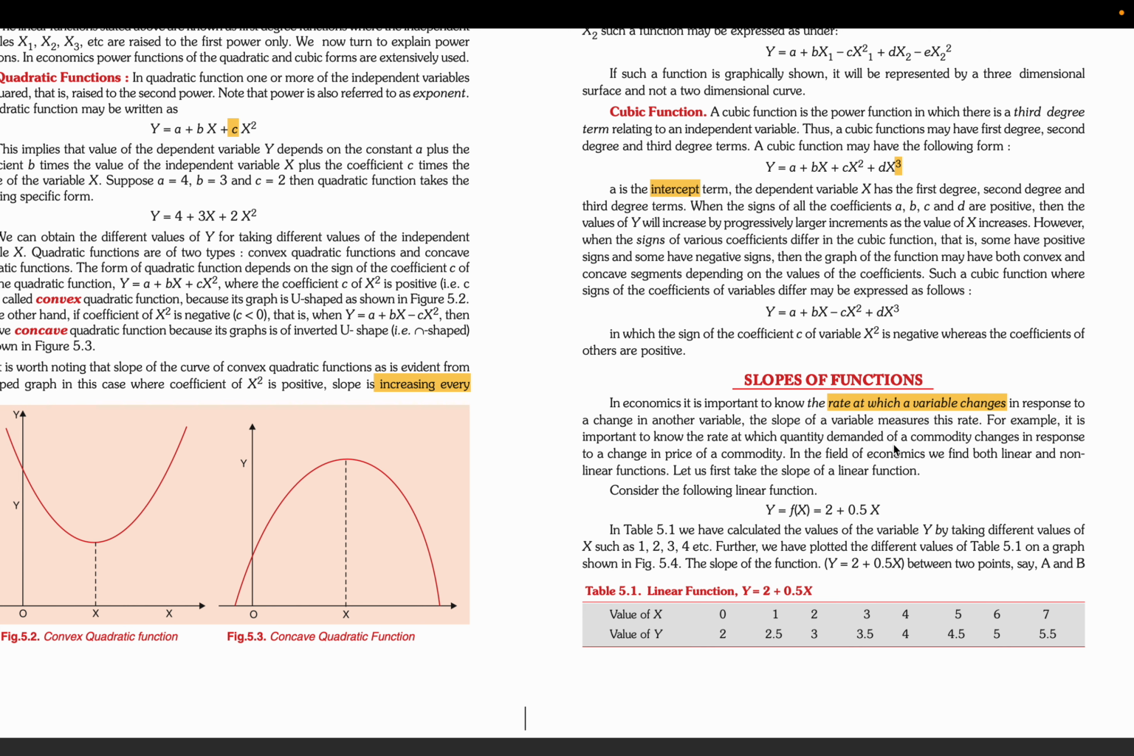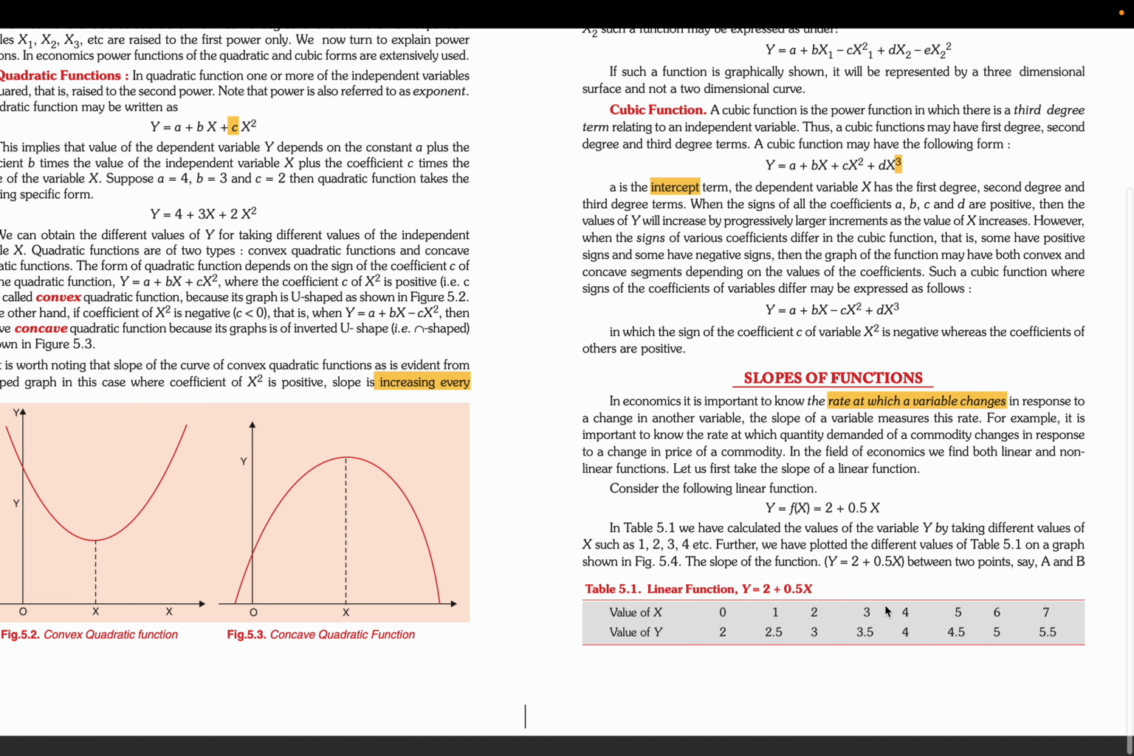In the field of economics, we find both linear and non-linear functions. Let us first take the slope of a linear function. Let's say y is a function of x equal to 2 plus 0.5x. In table 5.1, we have calculated the values of the variable y by taking different values of x. This is something that we did in linear algebra in school as well.